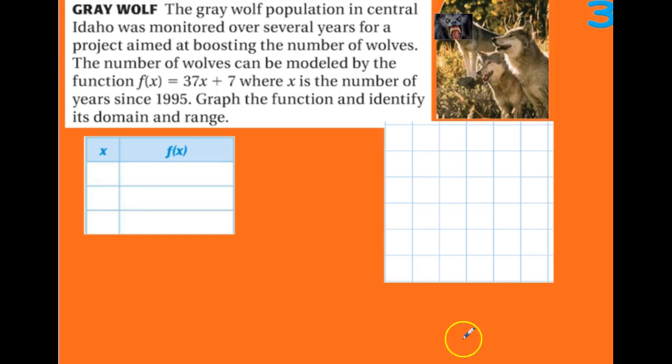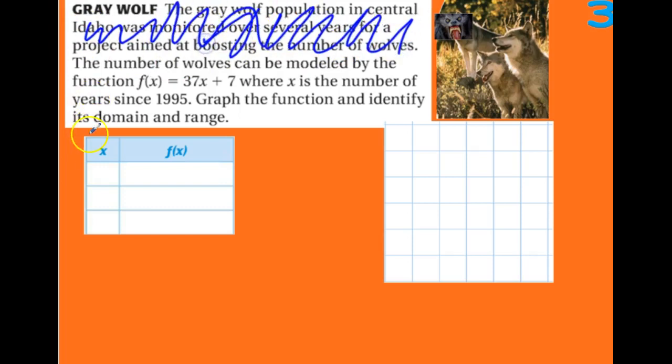Alright, third one here. It says, the gray wolf population in central Idaho was monitored over several years for a project aimed at boosting the number of wolves. That's cool information, but we don't really need that, so I'm going to cross that out. It says the number of wolves can be modeled by the function f of x, which is just a fancy way of saying y. y equals 37x plus 7, where x is the number of years since 1995. Graph the function and identify domain and range.